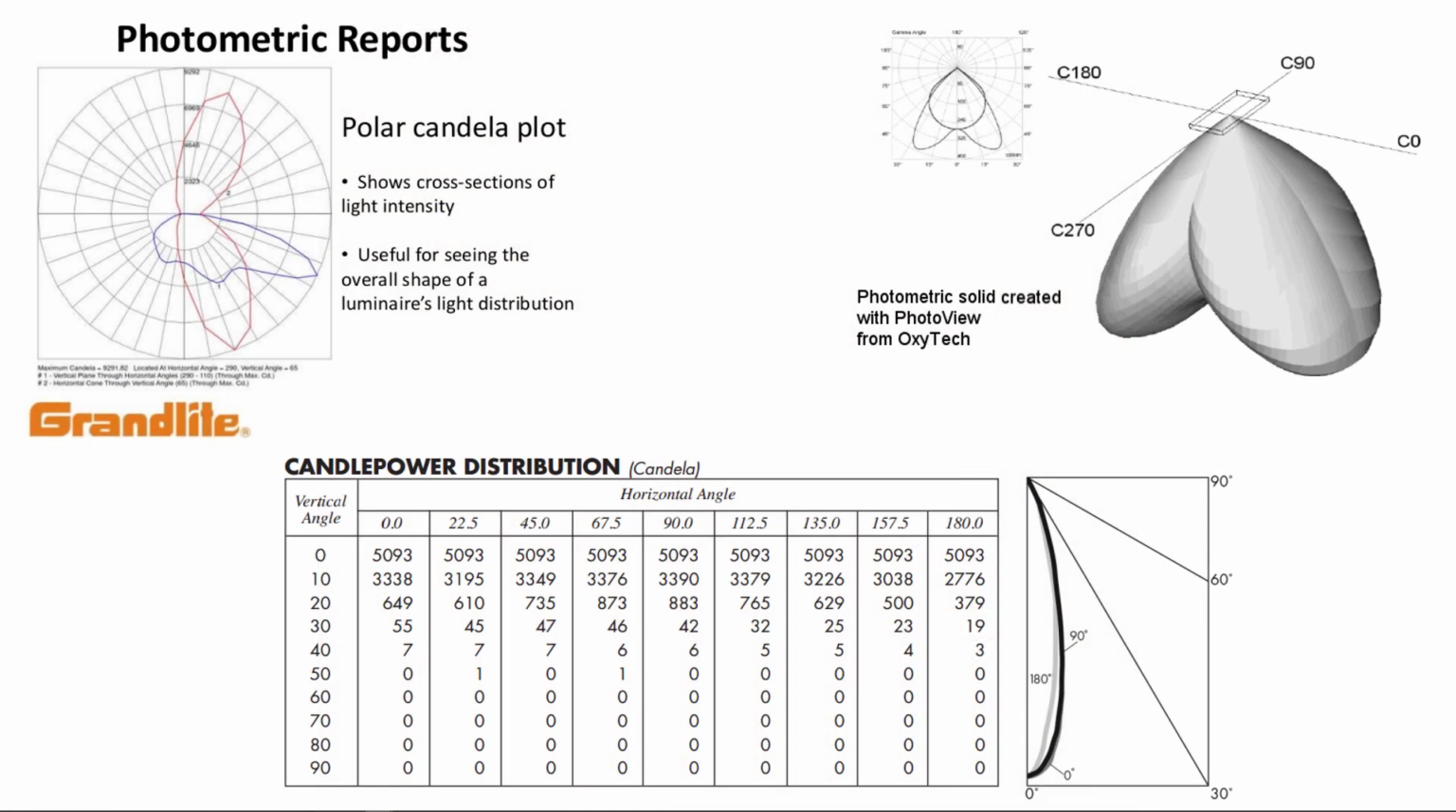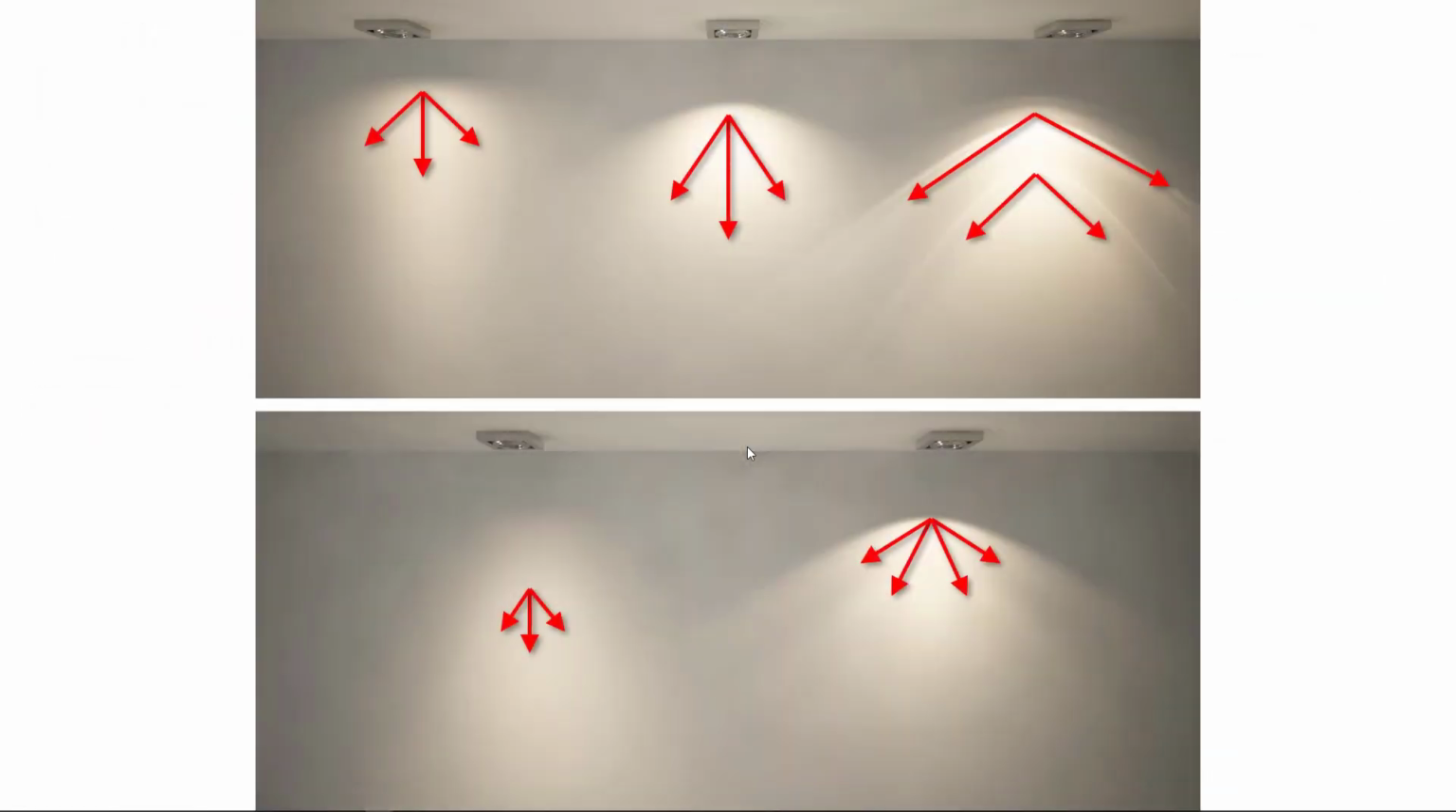Anyway, you can get photometric reports from pretty much any manufacturer, although sometimes you do have to dig around for them. Often they will be either in a polar candela plot or candlepower distribution plot, or they will sometimes be in a chart.